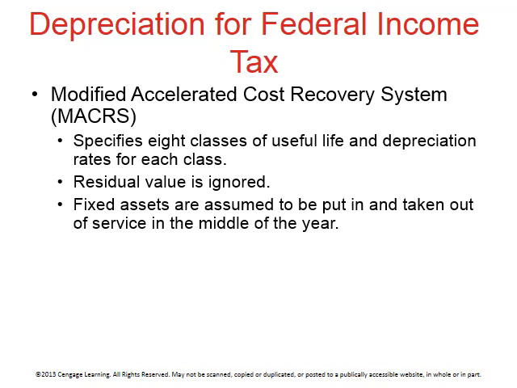So now taking a look at federal income tax. So we have what's called MACRS, Modified Accelerated Cost Recovery System. So there's 8 classes of useful life and depreciation rates for each class. And we don't use residual value when looking at MACRS for federal income tax purposes. So what happens with MACRS, you buy something, you go to the MACRS table, you put your asset into one of those 8 classes that the government defines, and that tells you the useful life and depreciation you can use.